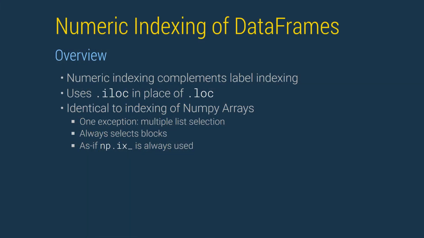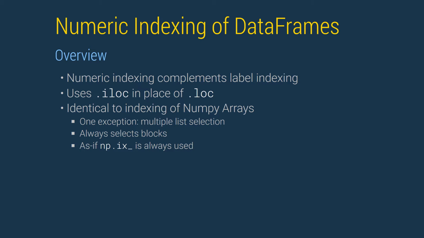DataFrames support numeric indexing, which complements the label-based indexing that we saw in a previous lesson. This feature is used, for example, to select contiguous blocks of rows or observations with a fixed size. Using numeric indexing is simpler than using index labels, since there is no need to convert the integer position to the label when selecting.